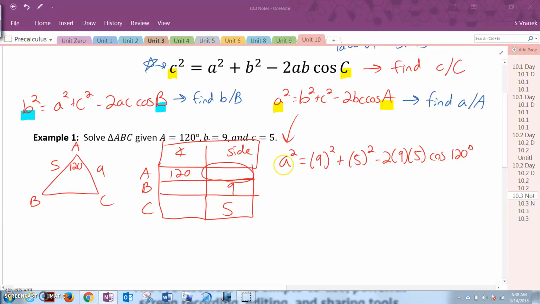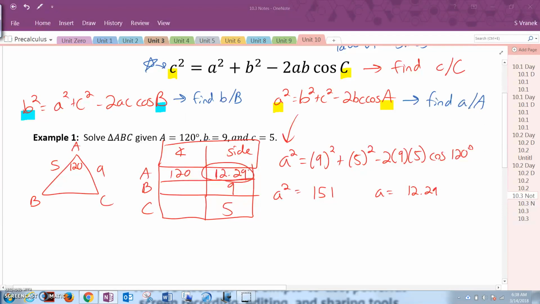Now when it's finding a side and you have all that information, you can literally type all of this in. Make sure you're in degree mode. When you type all of that in, I believe you get 151, because I did this like 3 times yesterday. And then you take the square root of 151, and you get A is equal to 12.29. Okay.